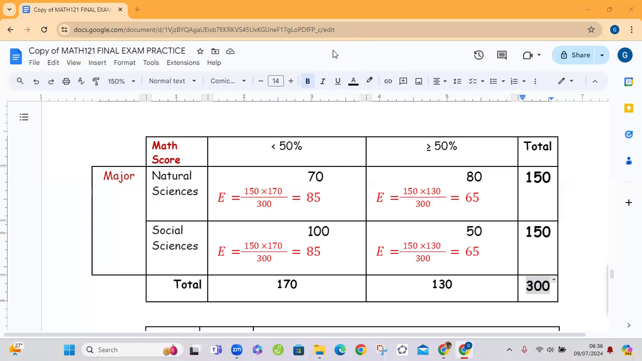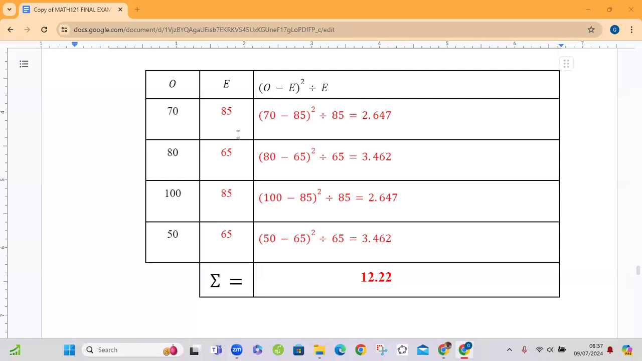So let's move on to how to calculate the chi-square contributions now. We have calculated all the expected values. We can now proceed to calculate the chi-square contributions: O minus E all squared divided by E. 70 minus 85 all squared divided by 85, right up to 50 minus 65 all squared divided by 65. These chi-square contributions were added up to get a total of 12.22, which is the chi-square test statistic.